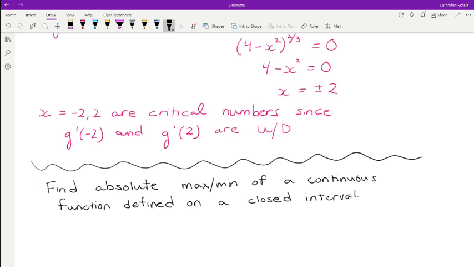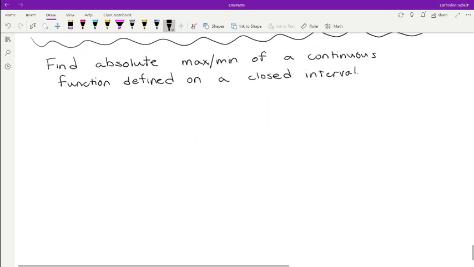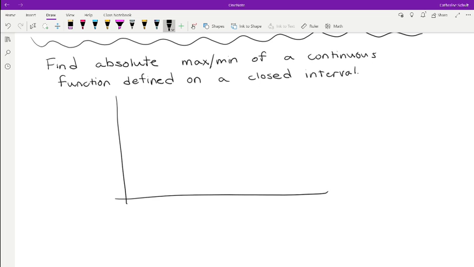All right, we're building concepts here. So let's look at a picture. So let's do a basic graph on an interval from A to B. And it's a closed interval, so we'll have something like this. All right, let's just say this is what our function looks like.